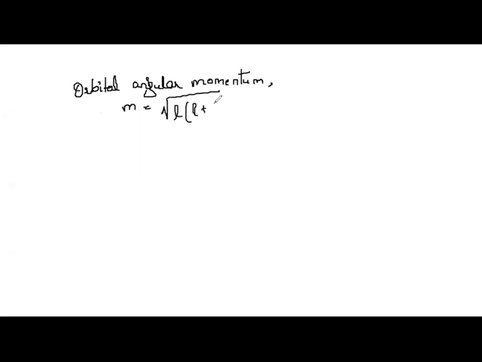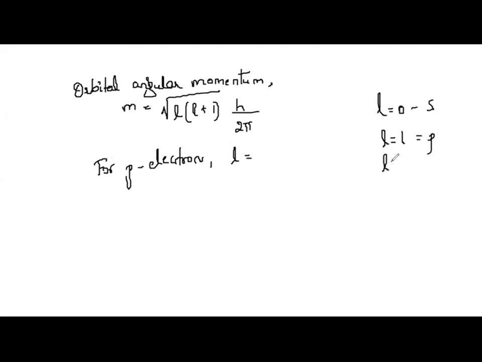It is root of L into L plus 1 times h by 2 pi. And this h by 2 pi, I can write as a constant like this also. Okay, fine. For a p electron, that is an electron present in the p subshell, what is the value of L? L is equal to 0 for s subshell, L is equal to 1 for p, L is equal to 2 for d, L is equal to 3 for f. So L is equal to 1.